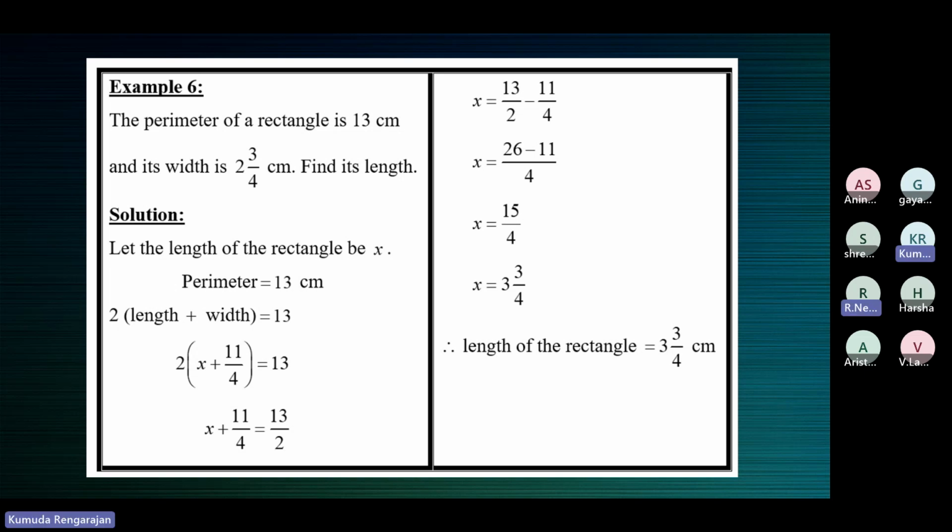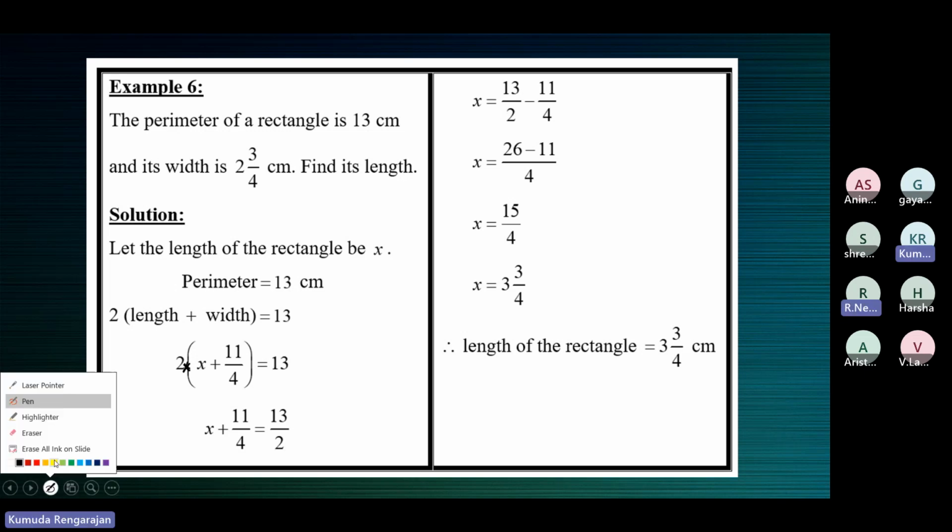Oh, how does it become 13 by 2? Here it is multiplication, no? 2 is in multiplication here. So when you take it to the other side, it goes for division. It becomes the opposite operation. Addition becomes subtraction on the other side. Subtraction becomes addition on the other side. Multiplication becomes division. Division becomes multiplication when you transpose.